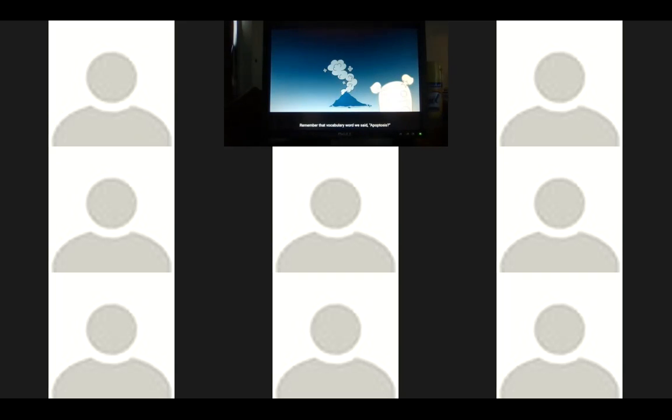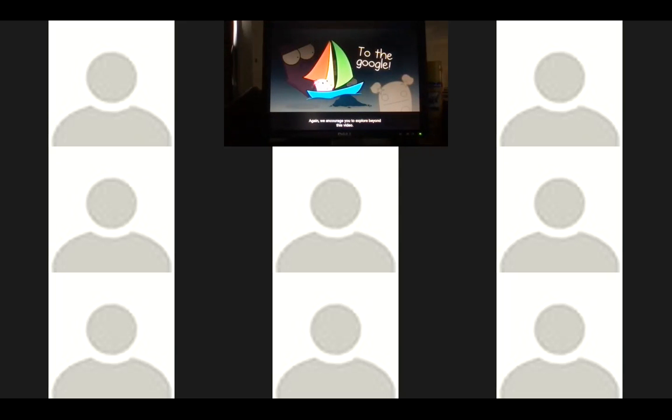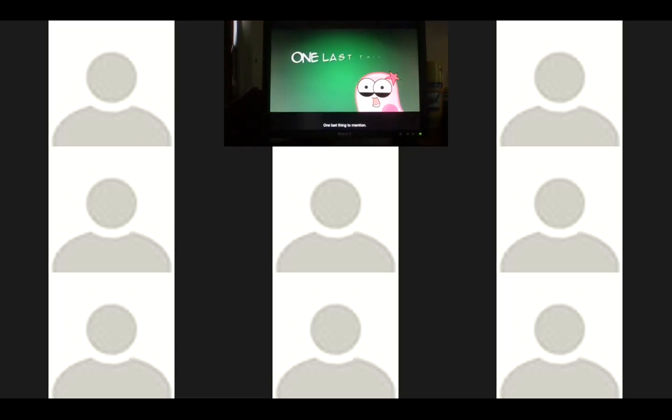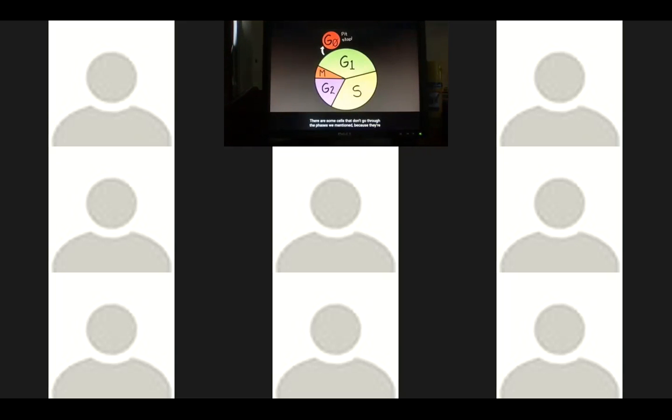Remember that vocabulary word we said, apoptosis? Proteins that are negative regulators, for example, a protein called P53, can be involved in initiating apoptosis. Again, we encourage you to explore beyond the video. One last thing to mention. There are some cells that don't go through the phases we mentioned because they're actually in G0.